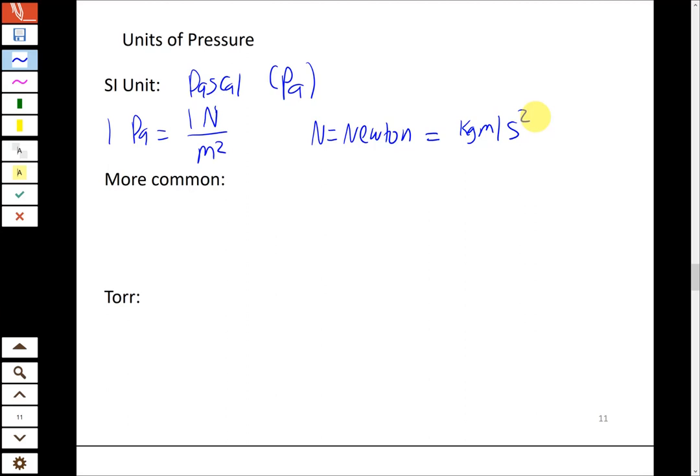So while that is the SI unit for pressure, it's not a particularly practical one because it actually represents a very tiny pressure interval. So we don't use pascals a lot, especially in a chemistry context. The most common one that we use in chemistry is called the atmosphere, abbreviated as atm. And so 1 atmosphere represents the average barometric pressure at sea level.